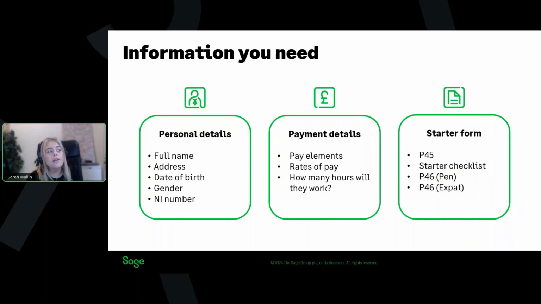There are a couple of less common forms. So things like the P46 pen, and that's for employees receiving an occupational pension from a previous employer, or your P46 expat, and that's just for employees seconded to work in the UK. Those are a lot less common. So for today's session, we will be focusing on your more typical starter forms, the P45 and the starter checklist as well.